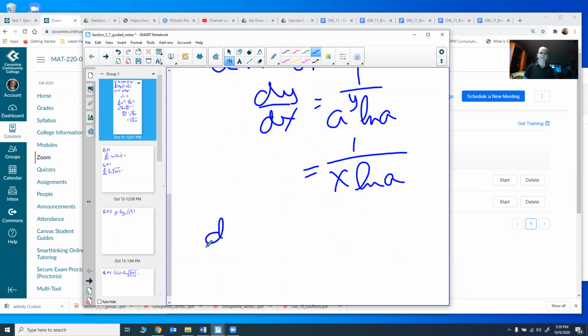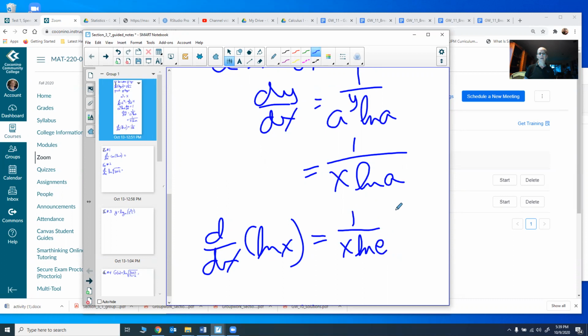What if the base is e? So let's look at the derivative with respect to x of the natural log of x. Because remember, natural log of x is log base e. So that would be 1 over x, natural log of e, because now my base is e. But remember, the natural log of e is just 1. So this is just 1 over x. All right. So we now know the derivative of natural log of x is just 1 over x.